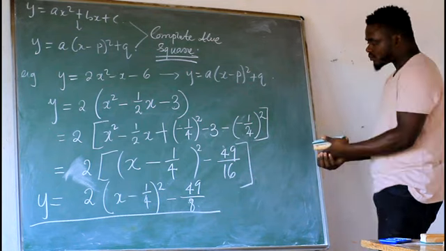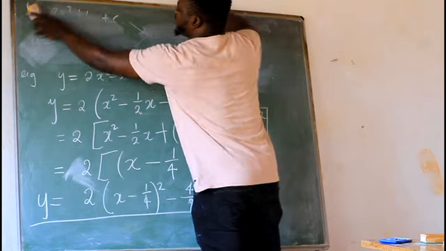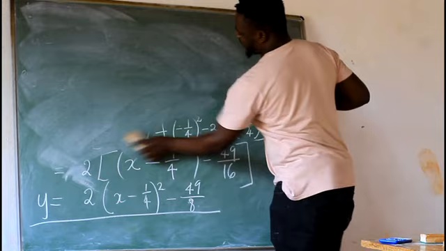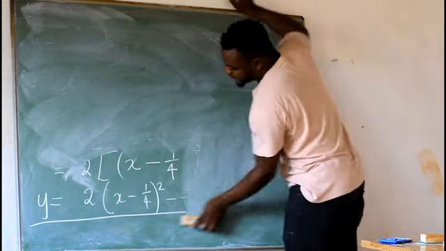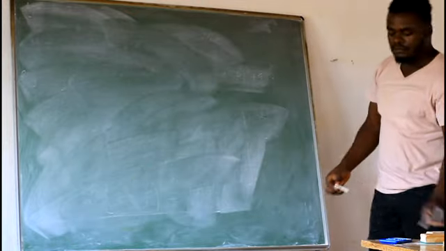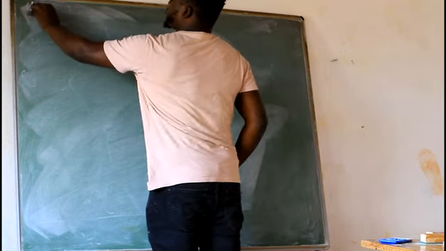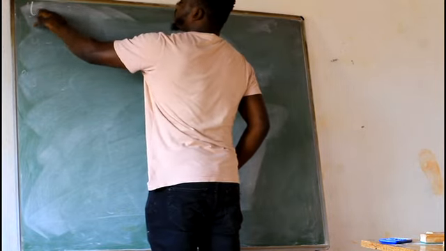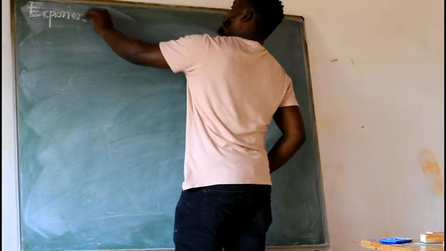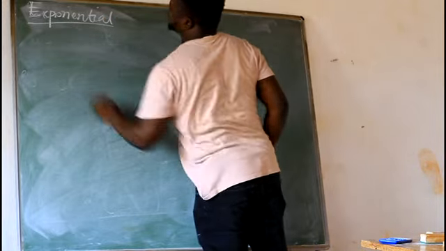Okay guys, let us move to the third graph. These graphs are very simple. Now, let us move to this graph which is called exponential. We have the exponential graph.